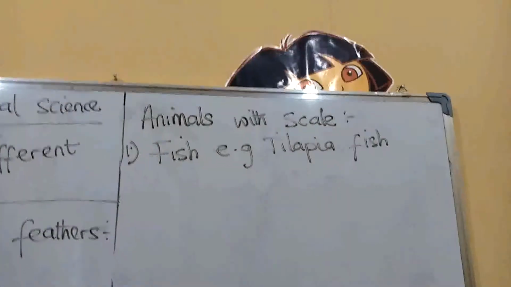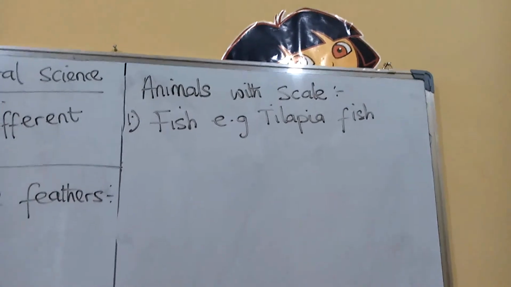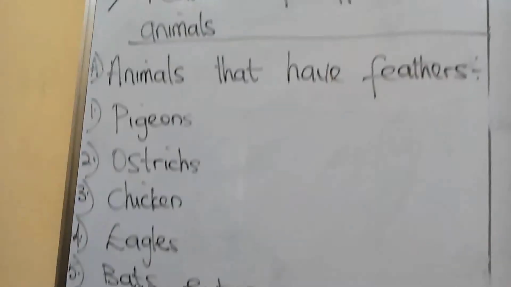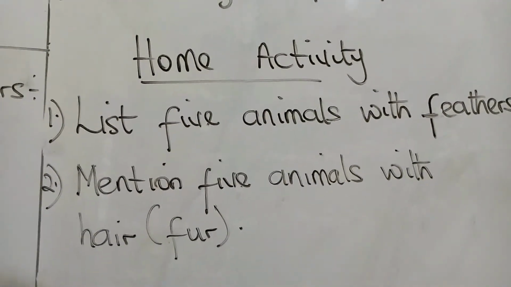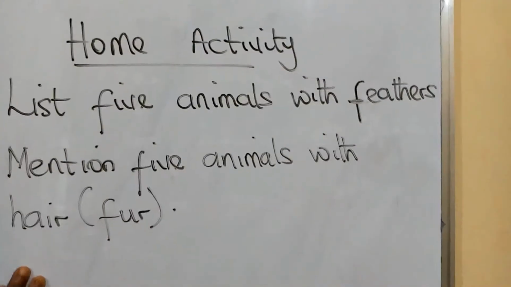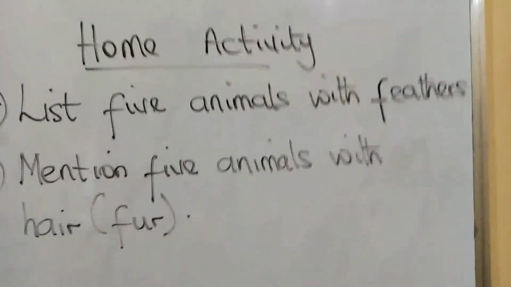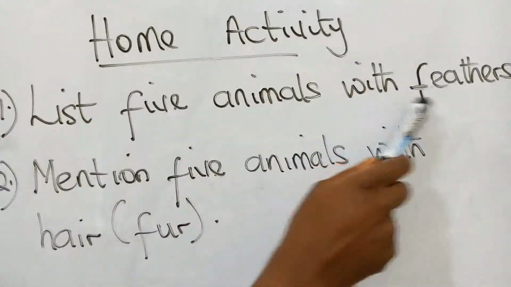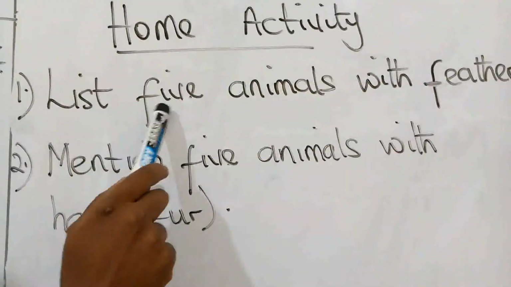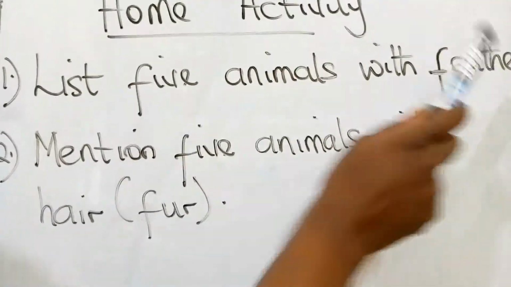Now it's time for our home activity. Hope you are writing it down. I want to give you a home activity now. Okay, children, here is your home activity on the board. List 5 animals with feathers.